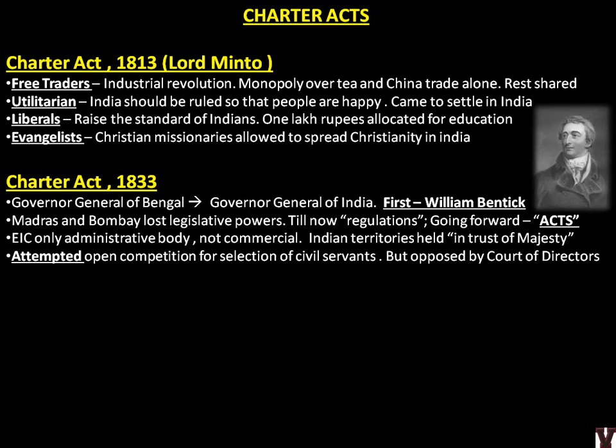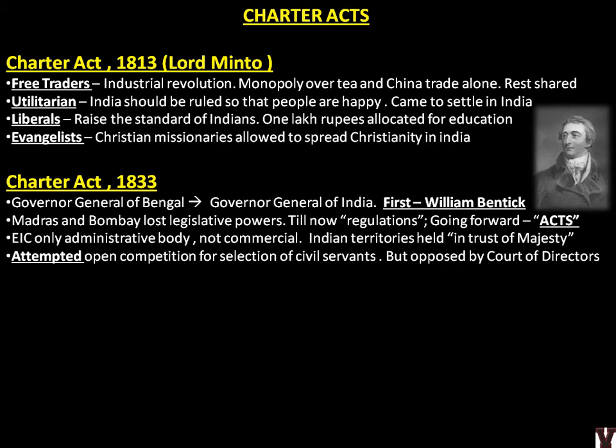Madras and Bombay lost legislative powers. So now the law-making power was taken away. Madras and Bombay were getting weaker and weaker. Until now all the acts were generally mentioned as regulations because they were checking the company's activities. But going forward everything will be an act, because even in modern India when laws are made we call them acts. We learn a lot of acts, right? So acts are going to come in the coming years.